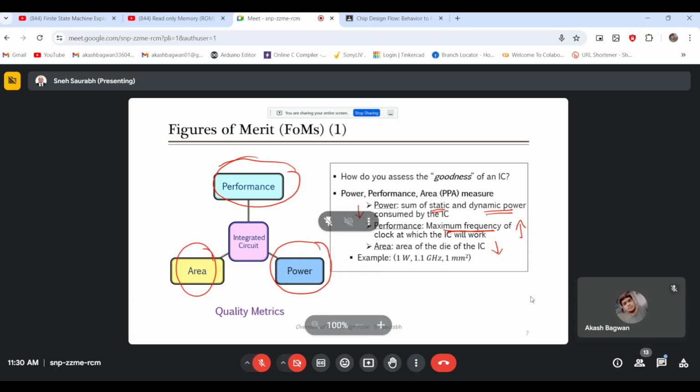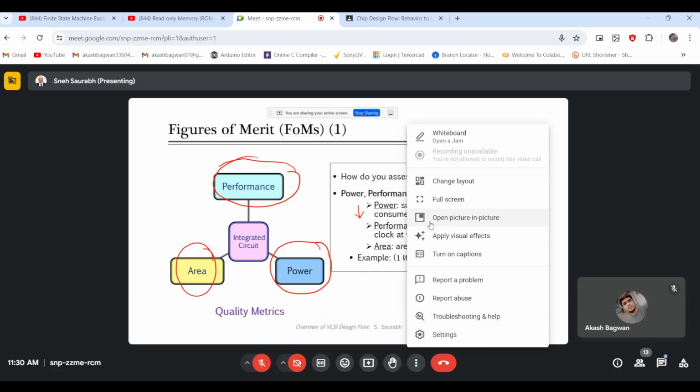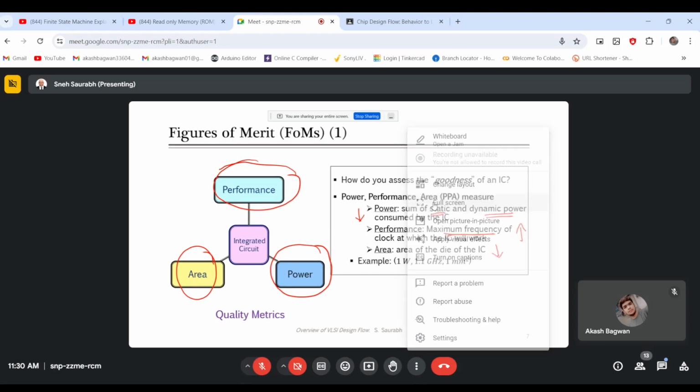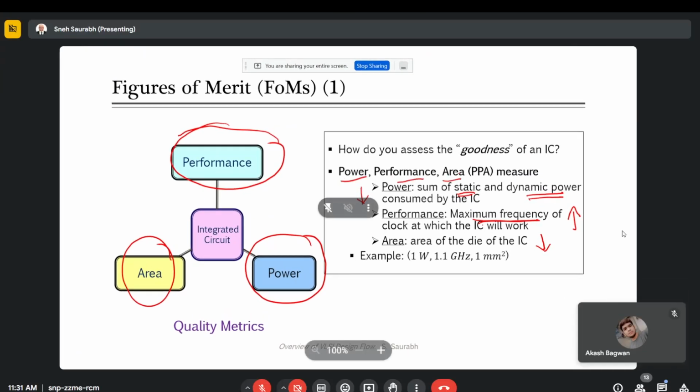And once we have designed our chip, we can report numbers. Power, performance, area combined are known as PPA. P for power, P for performance, and A for area. Right. So we combine three parameters or figures of merit, known as PPA, and we quote that our chip has a power dissipation of 1 watt, its maximum operable frequency is 1 megahertz, and area is 1 millimeter square. This is just an example, right?